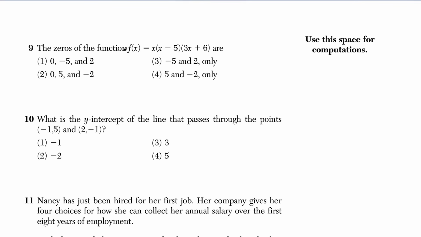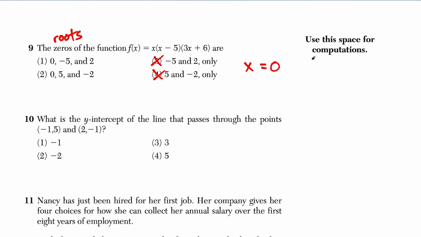Question 9, the zeros of the function f of x given here are, and we have these 4 answers to choose from. Well, when we're looking for the zeros, or we could also call this the roots, we are going to set each factor equal to 0 and solve. So the first factor is just x. And when I set x equal to 0, this will tell us that x equals 0 is one of the roots or zeros of the function. So that eliminates these 2 answer choices here.